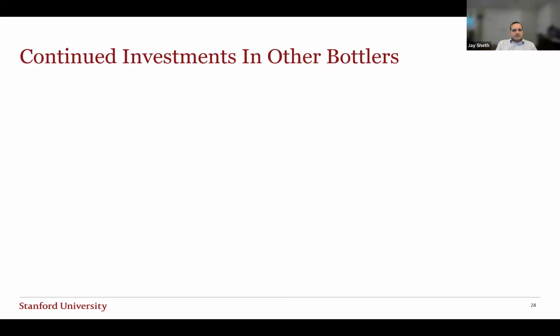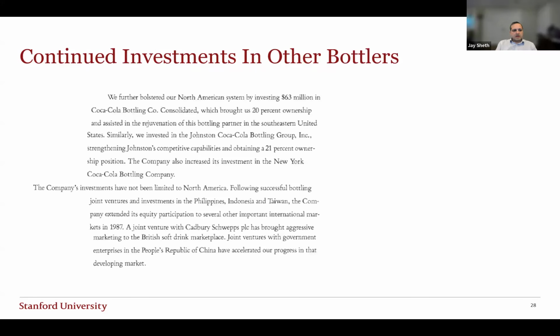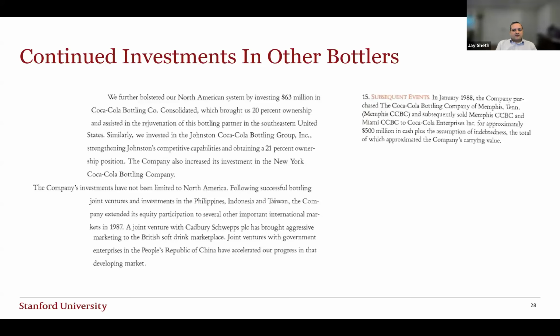And then, like we said, even though they'd spun off Coca-Cola Enterprises and TCC, they continued to invest in bottlers. So they were buying minority stakes in other bottlers. They created international JVs in Asia. They'd done the Cadbury Schweppes JV in the UK. They were creating bottling JVs in China. And then in the back, they even say the subsequent events. They bought Coca-Cola Bottling of Memphis, and then they subsequently sold Memphis and the Miami bottlers to Coca-Cola Enterprises. So they were, again, consolidating more of the volume under Coca-Cola Enterprises.